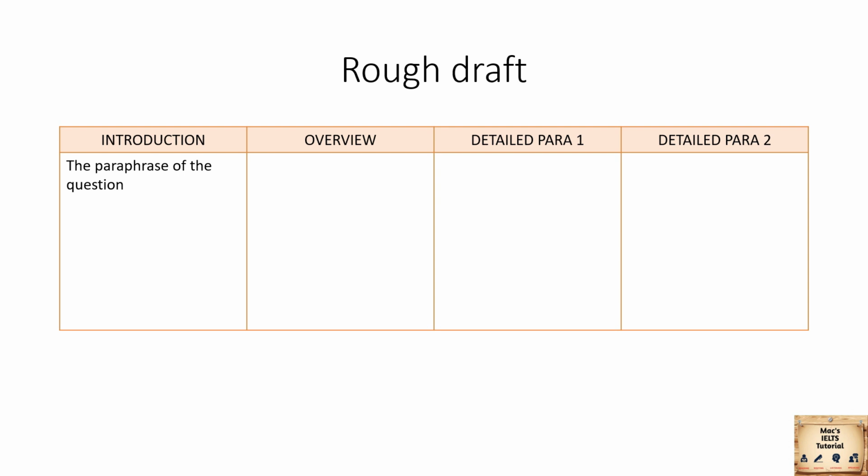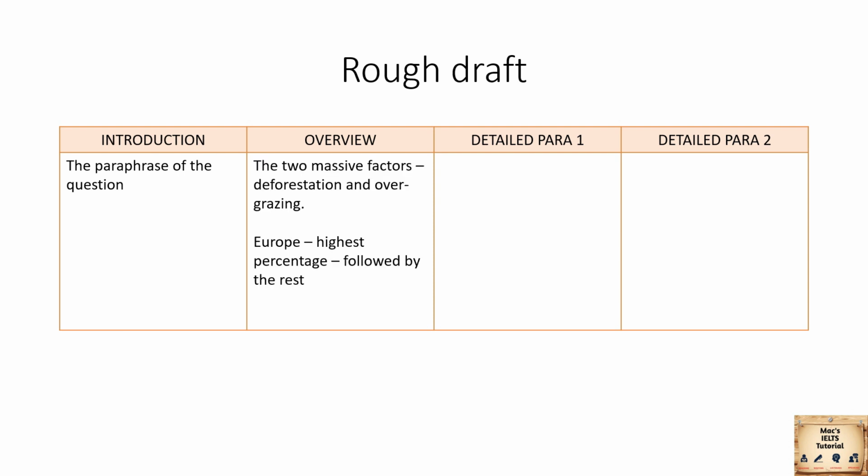Next, we shall move on to the overview. In the overview, I'm going to mention the striking key factors, like the two massive factors leading to land degradation and the sequence of the countries according to the percentage of land degraded.